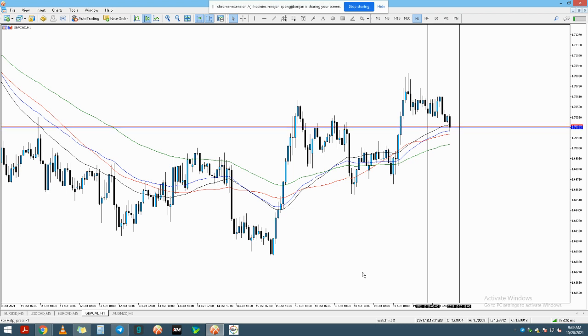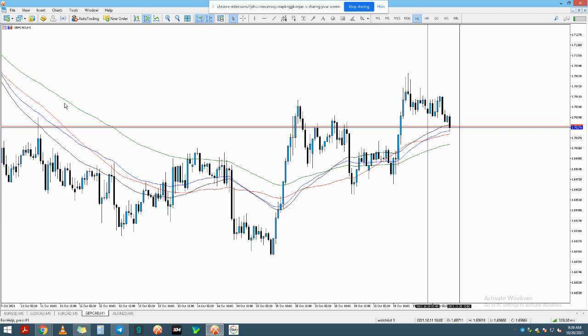Today we want to talk about this setup. This is a GBP CAD pair, pound cad, and I'm really thinking of going long. I want to do an analysis of this pair shortly, but before we go into that, you might have realized some things on this chart.